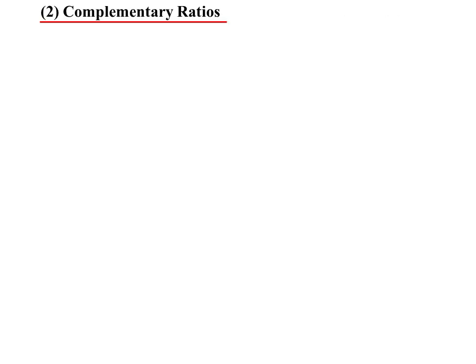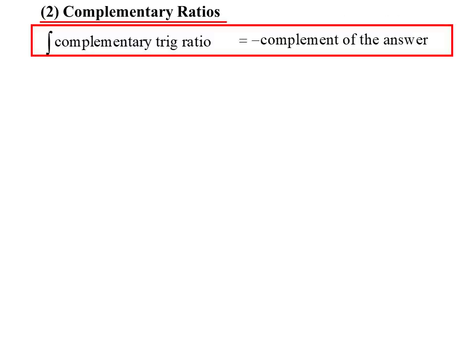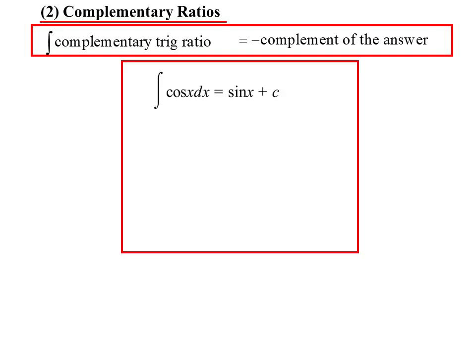The complementary ratio idea. If you want to integrate a complementary trig ratio, then the answer will be minus the complement of the answer. Integral of cos was sine x. Integral of cosec squared becomes minus cot. Integral of cot becomes the log of sine. This is what I say.